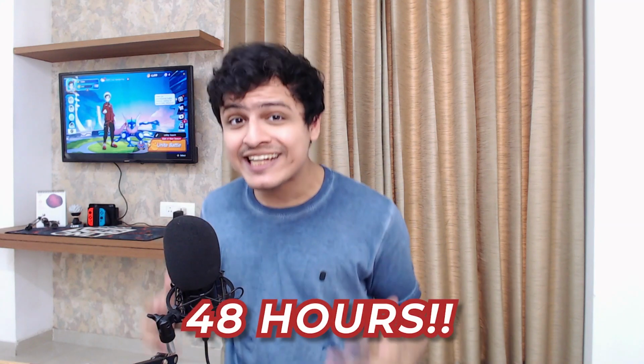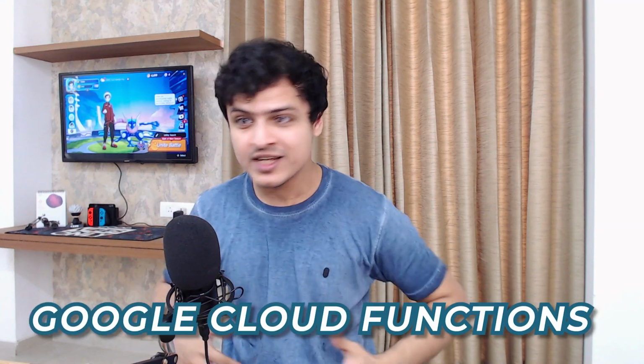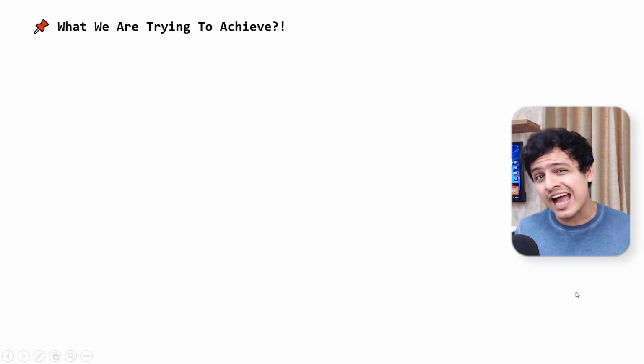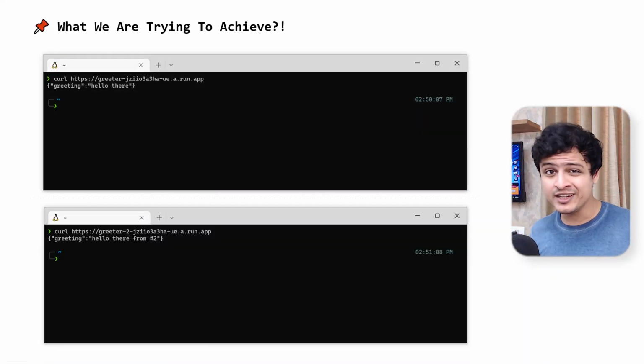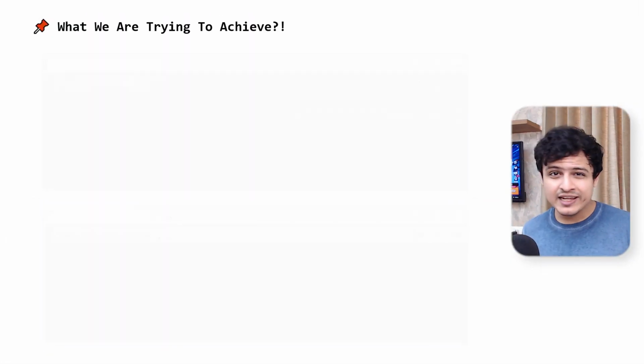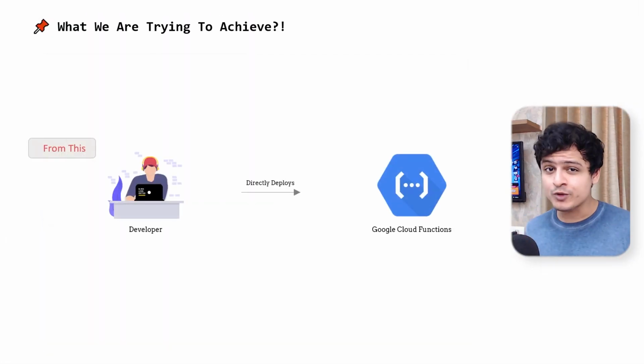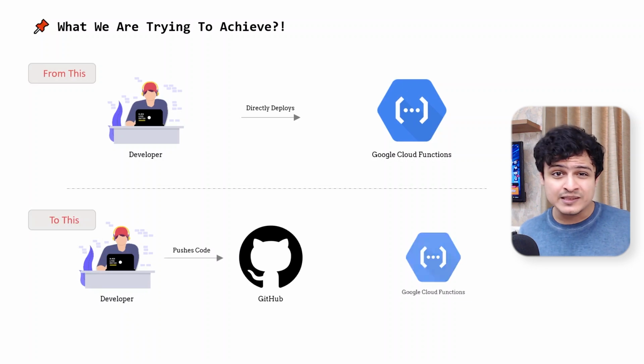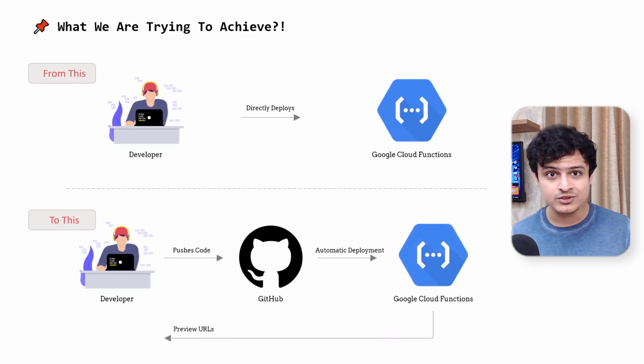I spent 48 hours learning Google Cloud Functions, and after reading a ton of docs and writing a hell lot of code, I figured out the perfect hack to make our lives a lot easier. Today, we're gonna see how to go from here to here. Okay, that makes no sense. Basically, how to deploy a function from your laptop to implementing continuous deployment with preview URLs.